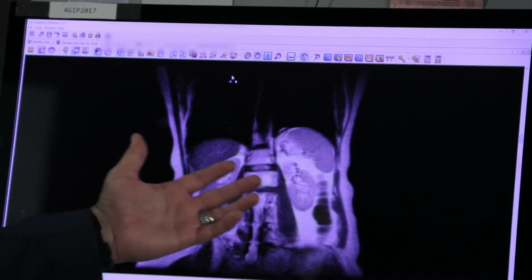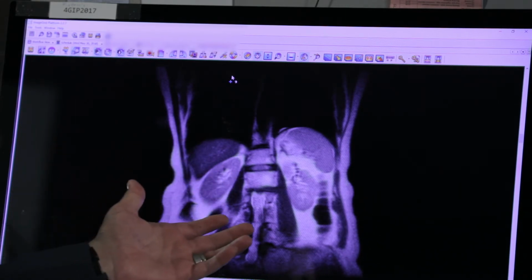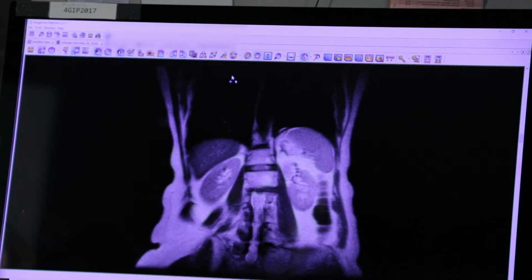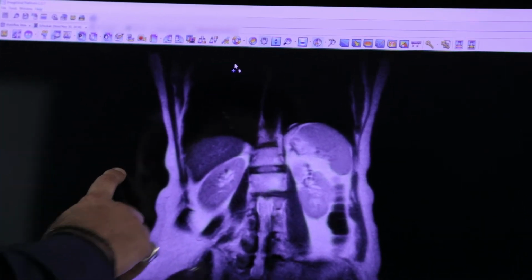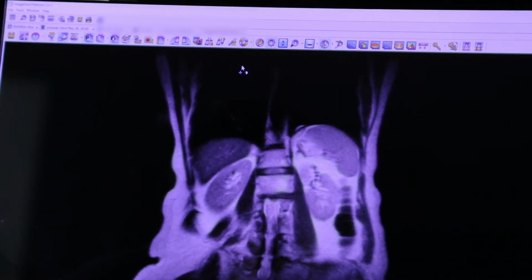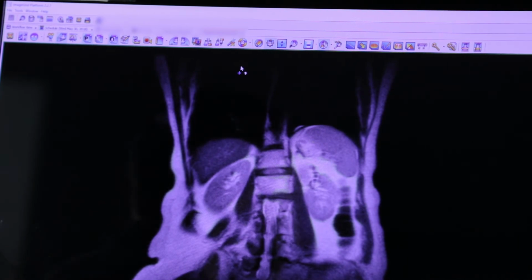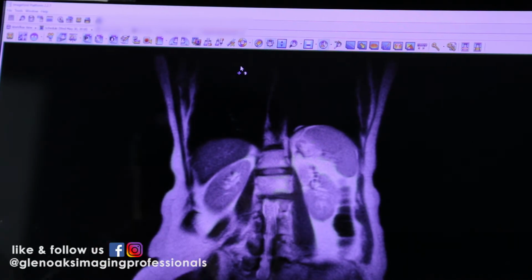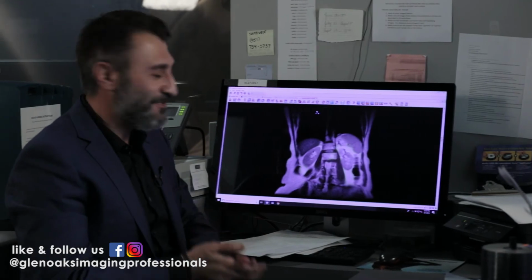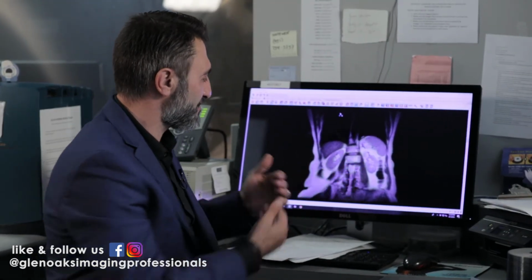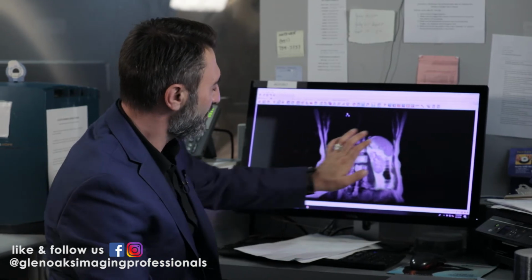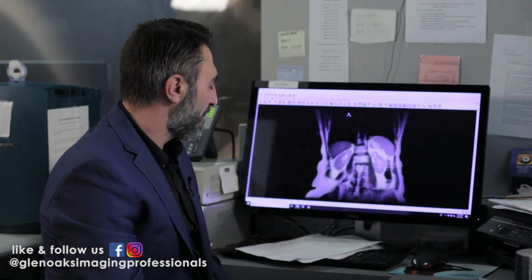When you're looking at an X-ray or a radiology image, always remember it's like you're looking into a mirror. So this side would be the patient's right side and this side would be the patient's left side. A lot of times I'll have a patient running in saying, I thought they said it's my left side, but it's on the right side. But when you're looking at the image, imagine you're looking at a mirror, standing in front: this would be the right side and this would be the left side.